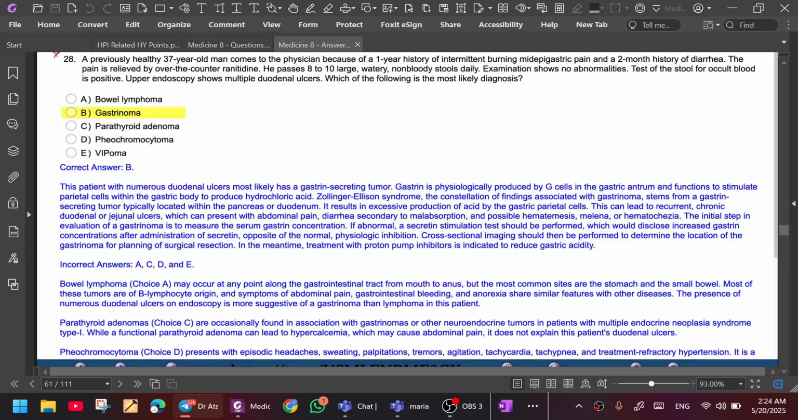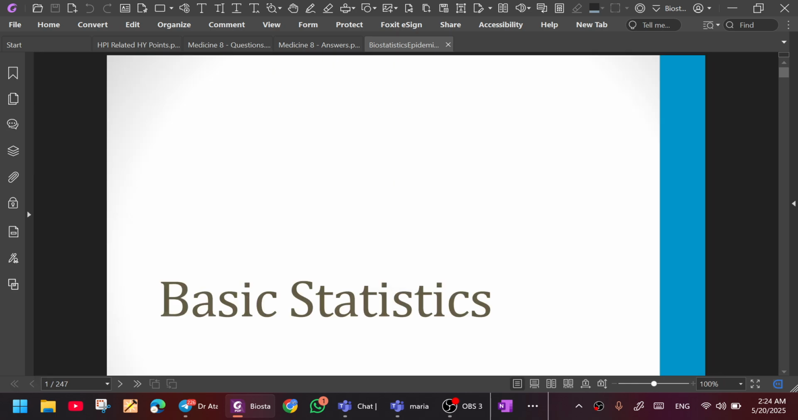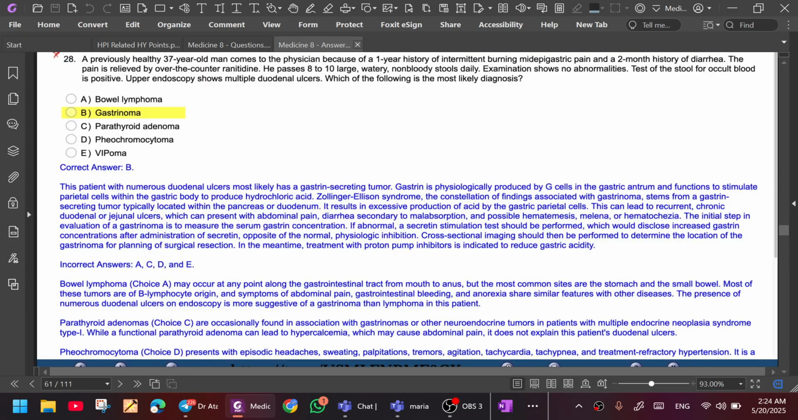Zollinger-Ellison, okay, that's the word I was looking for. Zollinger-Ellison syndrome, the constellation of findings associated with gastrinoma, stems from a gastrin secreting tumor typically located within the pancreas or duodenum. It results in excessive production of acid by the gastric parietal cells. This can lead to recurring chronic duodenal and jejunal ulcers, which can present with abdominal pain, diarrhea secondary to malabsorption, and possibility of hematemesis, melena, hematochezia.